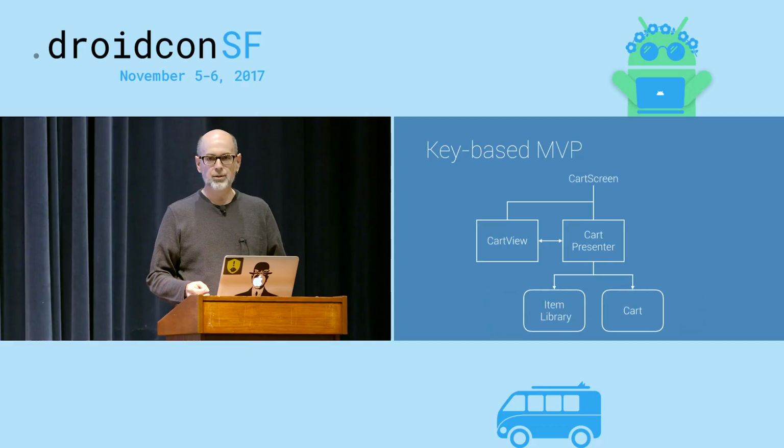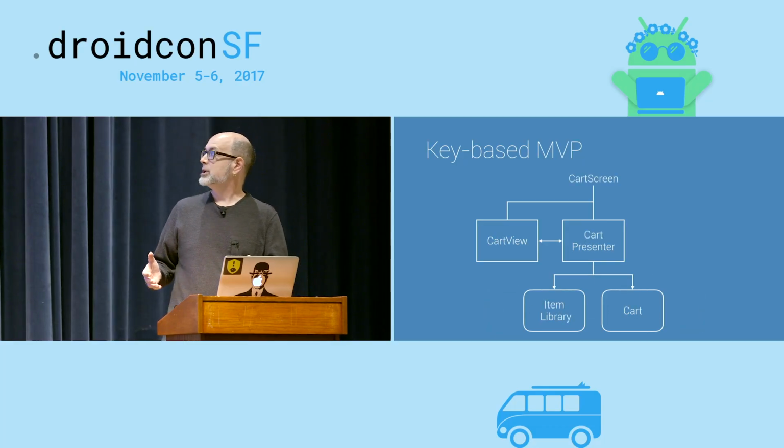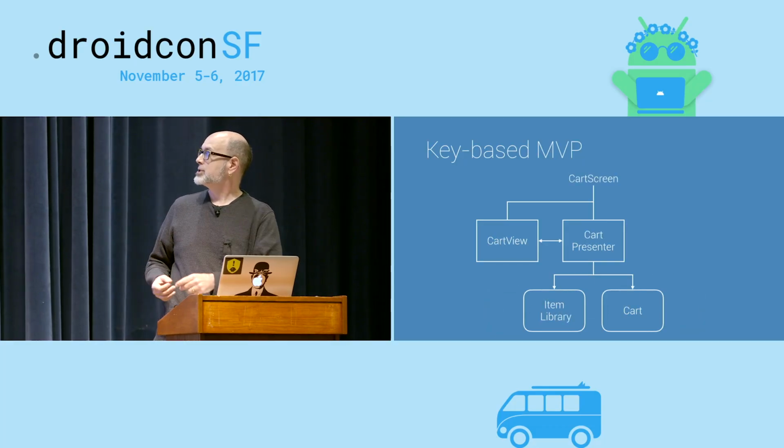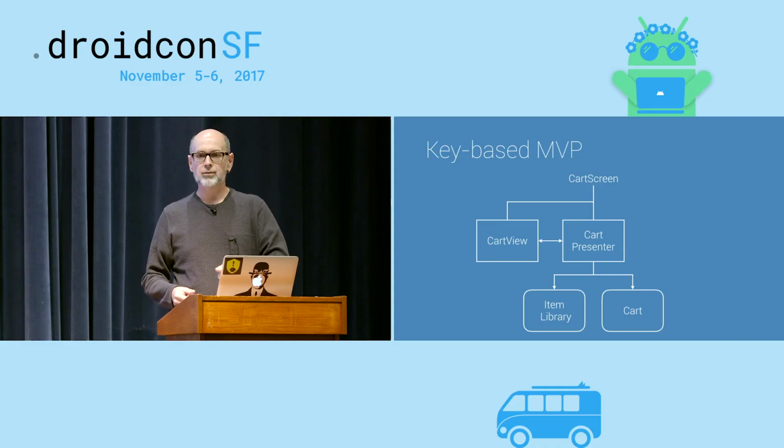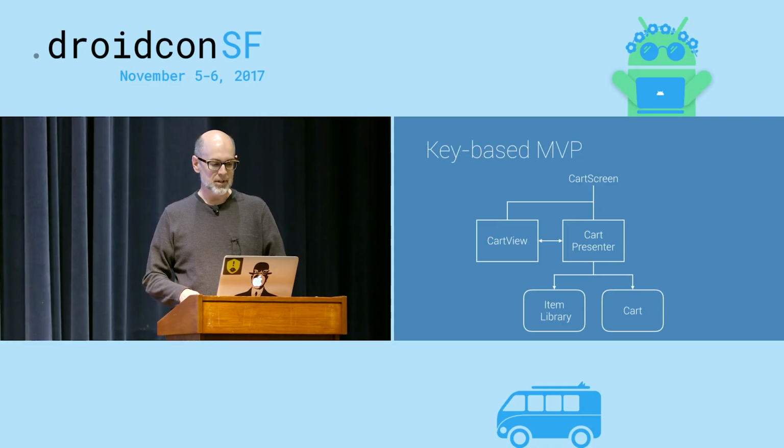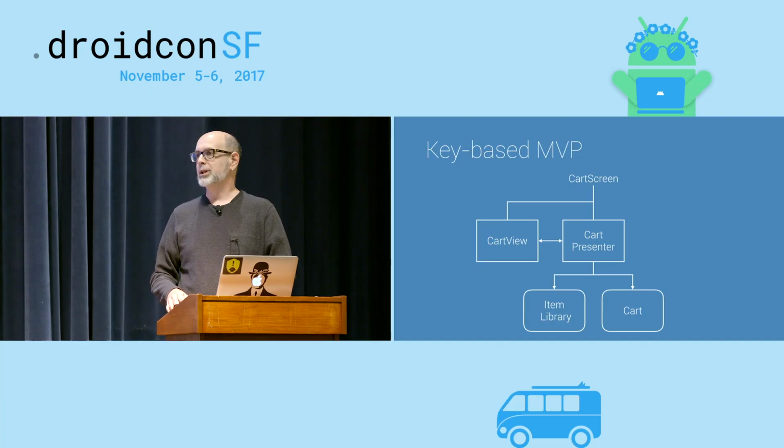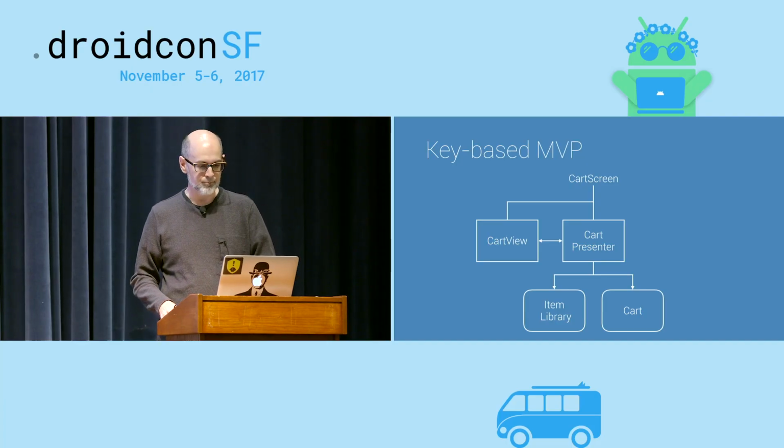To talk in more concrete terms, in our app, maybe one of these screens would be the cart screen. So the key named cart screen says, hey, time to load up that cart view layout and inject the cart presenter, and let's grab the item library and cart model objects to get our business done here.